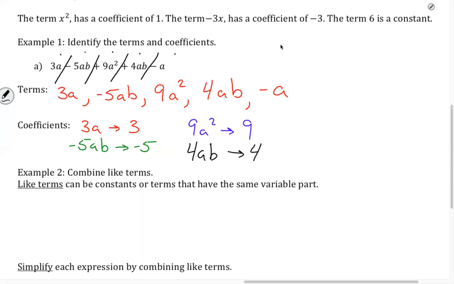And last but not least, the hardest one is the negative a. The negative a has a coefficient of negative 1. All right? So those are all my coefficients. Now, we could argue and combine things, but that's not what we are doing right here. We're not at that stage, because that stage is example 2.